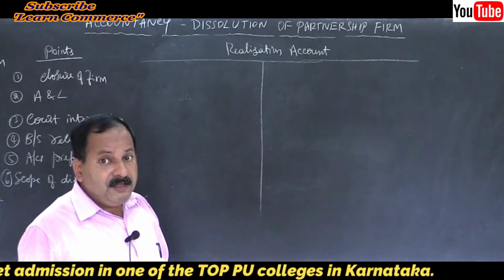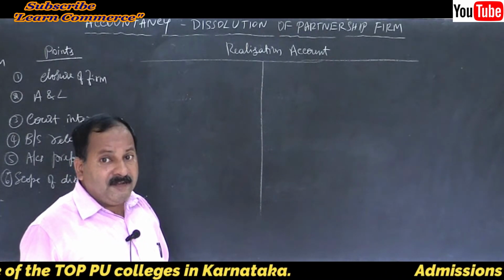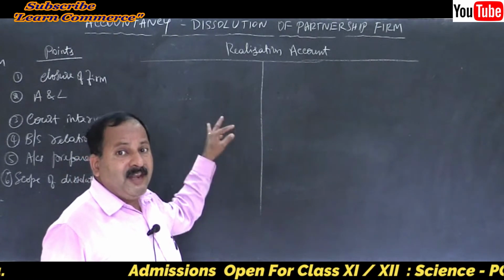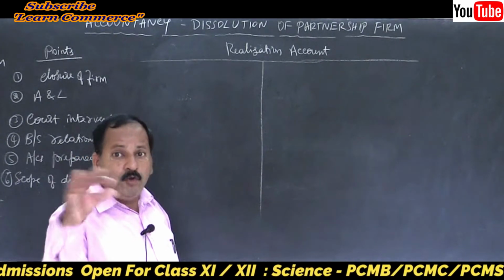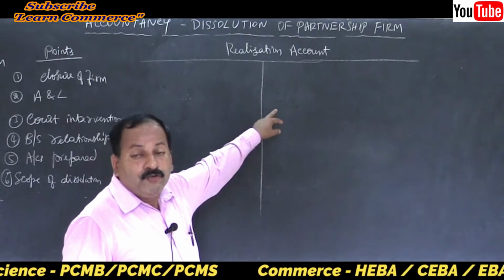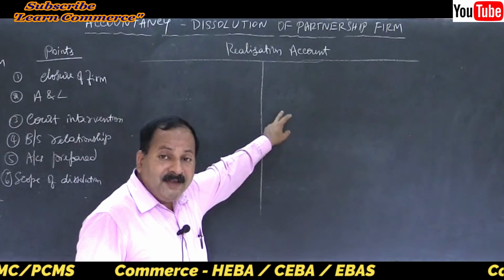And again, if there is a partner's loan, say A and B are partners and they are dissolving the firm, and B's loan account is there on the liability side, B advanced loan to the firm, that also should not be transferred to realization. You should not enter it here along with liabilities.